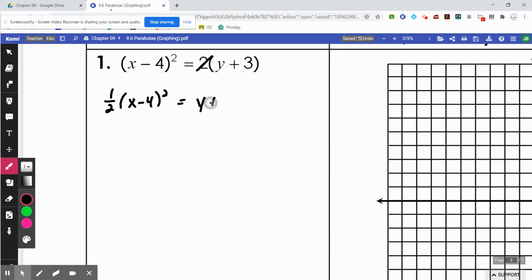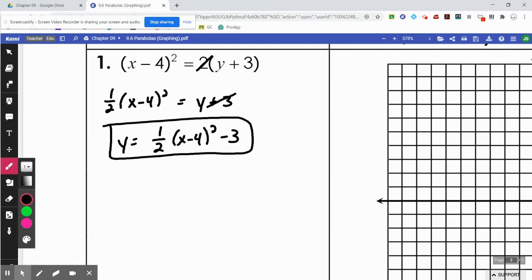And you now have equals y plus 3. And the last thing we have to do now is move the plus 3 over by subtracting 3, and you now have 1/2 (x minus 4) squared minus 3. And instead of putting equals y, I'm going to put the y out front, and there is your equation.